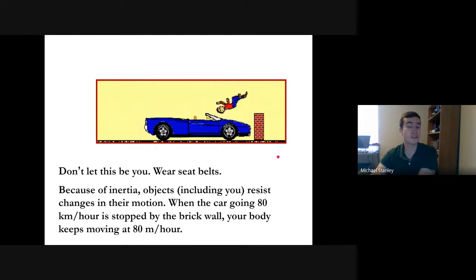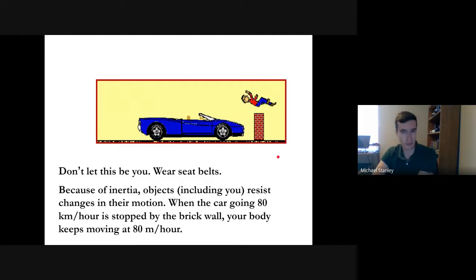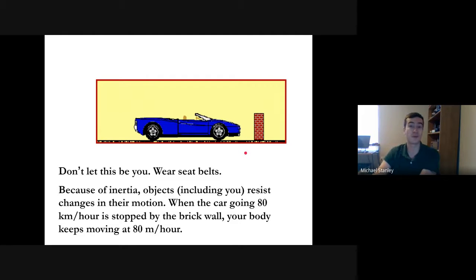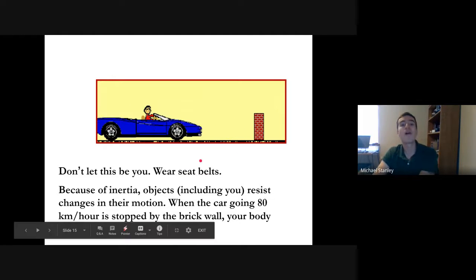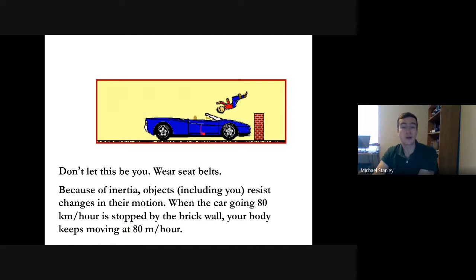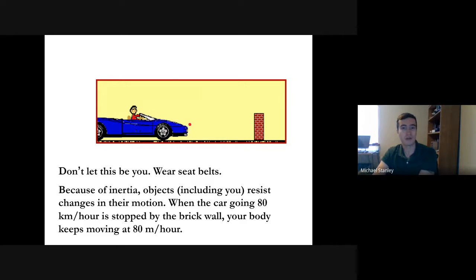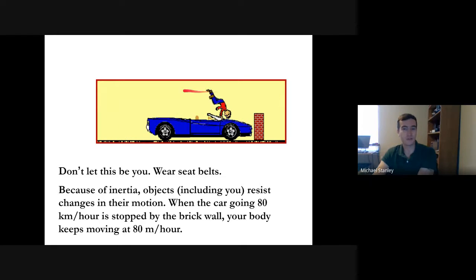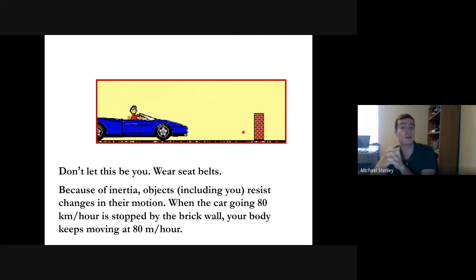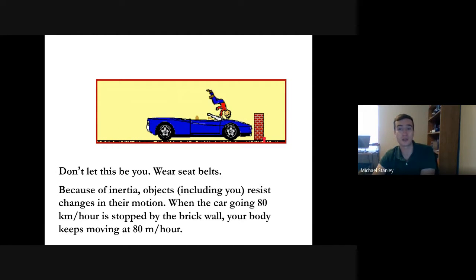So here's one of my favorite examples of inertia, and it's also the reason why it's very important to wear seatbelts. So this car and this person are both traveling at the same speed, right? They're traveling down the road at, let's say, 40 miles an hour. The car hits this brick wall. So it comes to a stop very quickly because this brick wall put a big force on the car to make it stop.